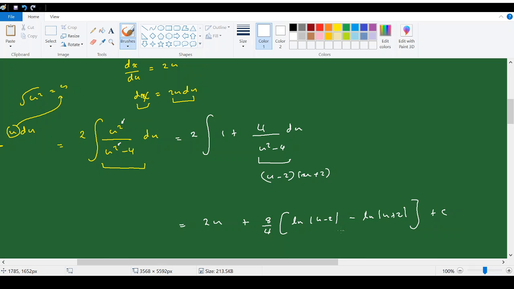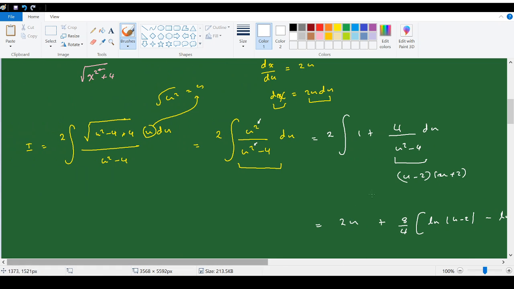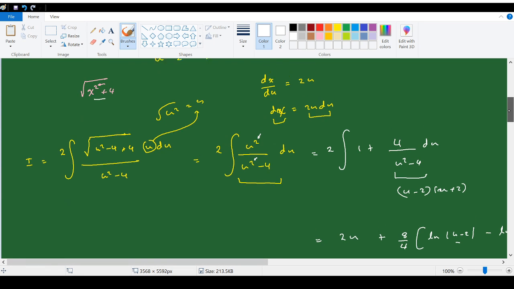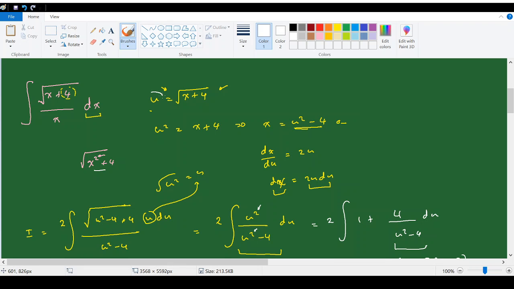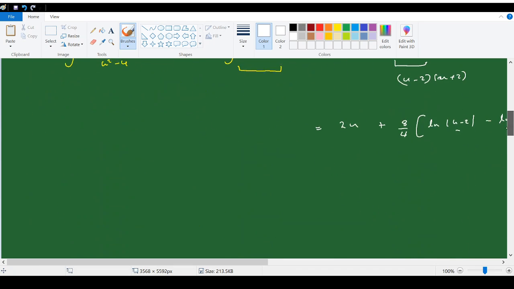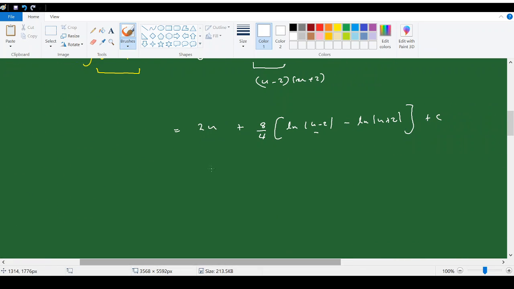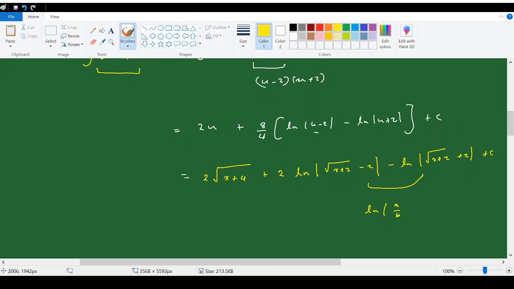And there's one more thing that you should do, because the original integral is given in terms of x, but this answer is in terms of u, so you have to convert everything back into the original variable. That means we simply replace u with the square root of x plus 4. So the final answer will be equal to this. You can even combine these two terms and write them as a single logarithm term. Okay, so this concludes section 7.4.